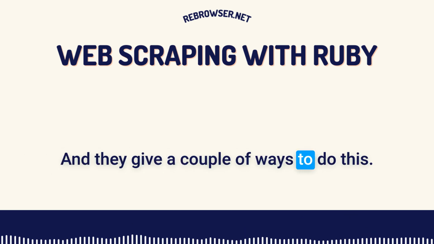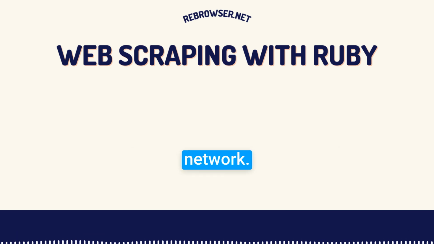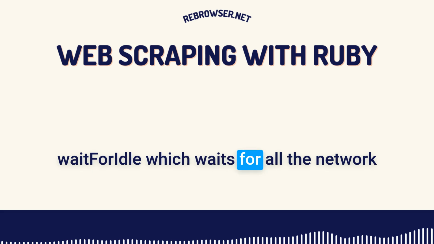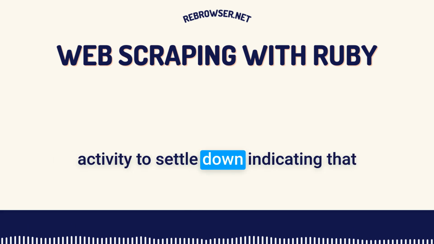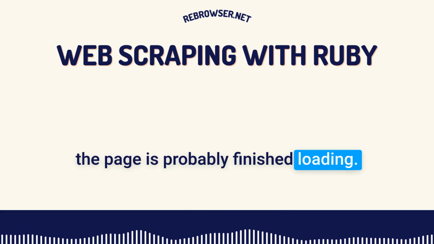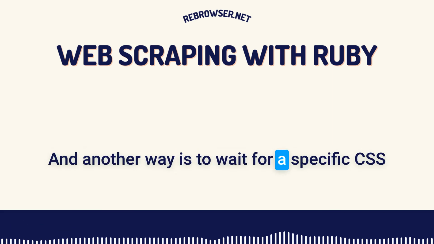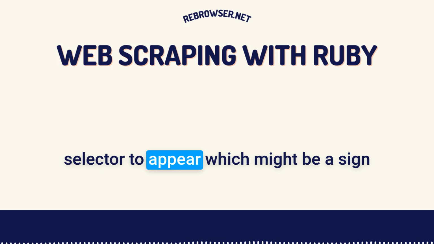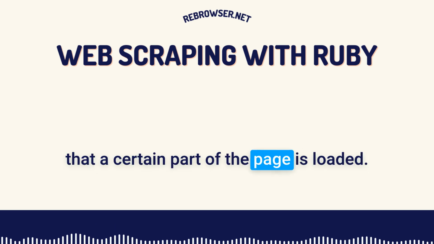And they give a couple of ways to do this. One is using browser.network.waitForIdle, which waits for all the network activity to settle down, indicating that the page is probably finished loading. And another way is to wait for a specific CSS selector to appear, which might be a sign that a certain part of the page is loaded.